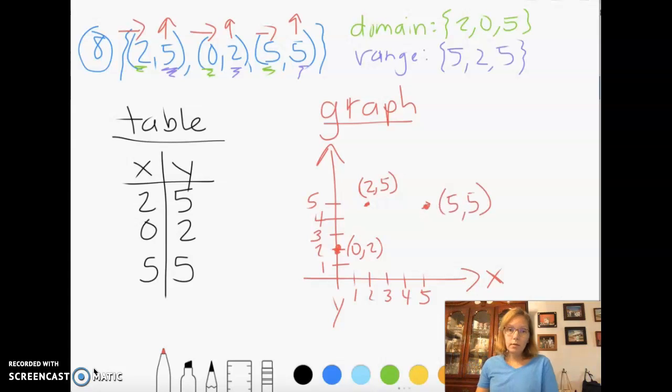And that's it. So we listed the domain, we listed the range, we made it into a table, and we plotted the points on the graph. Remember, you must write those ordered pairs on your graph next to your dots. And if there's no letters and you want to put letters so you don't have to write the whole ordered pair, that's totally fine. You can just call them A, B, and C, and then label them A, B, and C.